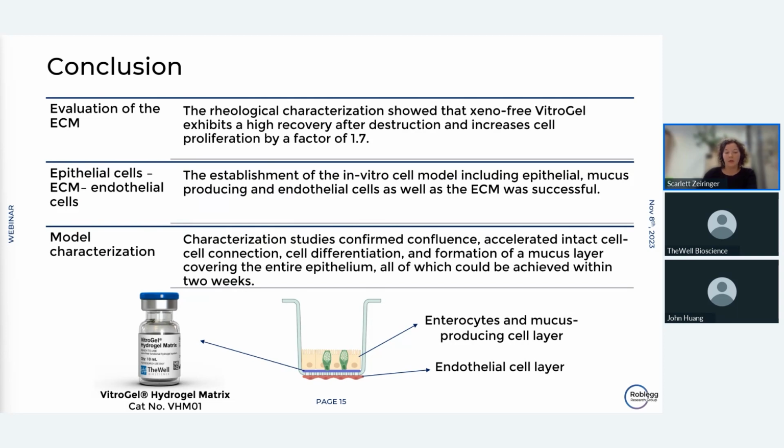The cultivation of endothelial cells was also successful. This facilitated the establishment of the in vitro cell model, including the epithelial and the mucus-producing cells, as well as the ECM with the VitroGel hydrogel system and the endothelium to mimic systemic absorption. The characterization of the model confirmed the confluency and intact cell-cell connection, cell differentiation, and the formation of a mucus layer, while enabling ex vivo comparable drug permeation, all of which could be achieved within 2 weeks compared to the standard cultivation of 3 weeks.